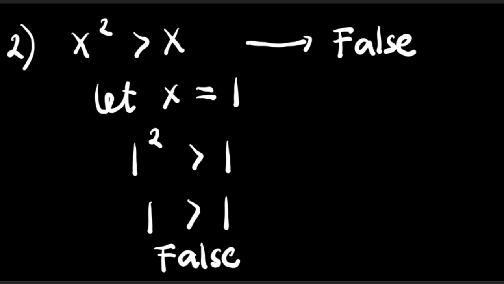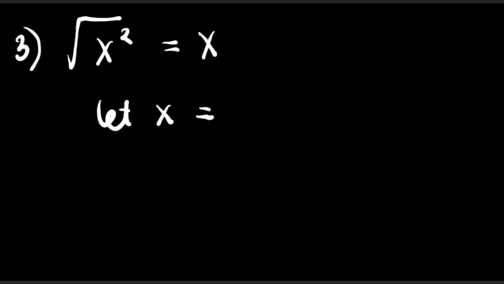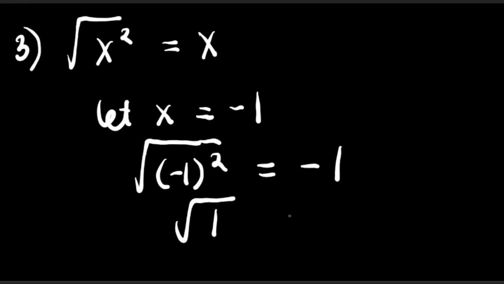Third: the square root of x squared is equal to x. Let x be equal to, maybe we could have negative 1. Because negative 1 squared is equal to 1, so the square root of 1 is equal to negative 1. That is, 1 equals negative 1, which is then again a false statement.